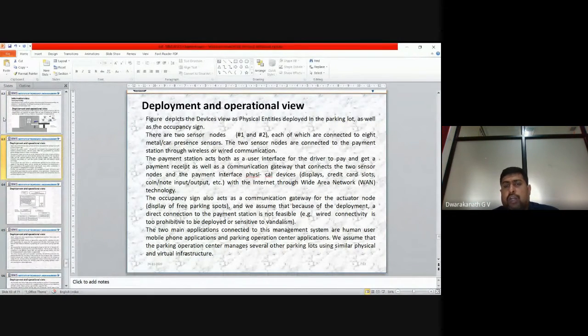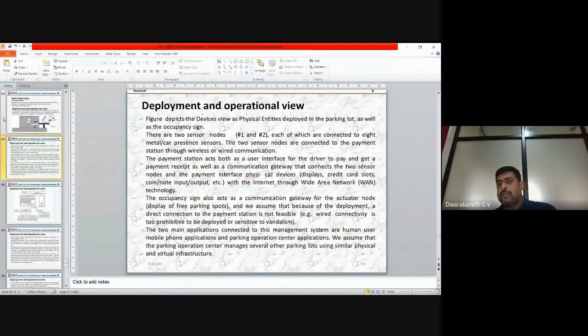So here they are using two sensors. Assume two sensors are connected to the payment station through wireless or wired communication. The payment station acts both as a user interface for the driver to pay. I can say it's like a payment gateway. So it should act in two ways. From the sensors, whenever the vehicle has been taken out of the parking slot, the out time it should know automatically. So that is one way.